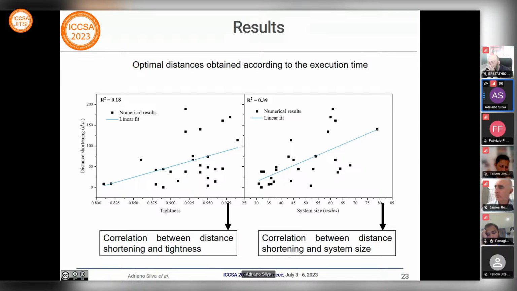Some authors also reported a correlation between the performance of meta-heuristic algorithms and the set tightness in the literature, but here I could not observe a high correlation between the parameters, as you can see on your left, where I tried to understand the relation between distance improvement and the tightness of the set. The correlation was not so high. However, considering the system size, the number of clients, I could observe a higher correlation between the improvement upon increasing the execution time and the system size.